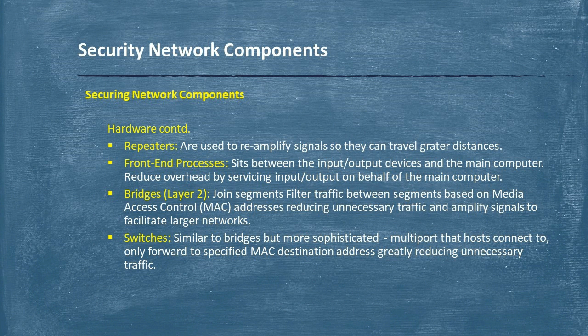Bridges: it's a layer 2 device. We saw the OSI layers. In that, layer 2, these bridges come under layer 2. They join segments, filter traffic between segments based on media access control, MAC address, reducing unnecessary traffic and amplifying signals to facilitate larger networks. Switches are similar to bridges but more sophisticated, multi-port devices that hosts connect to. They only forward to the specified MAC destination, greatly reducing the unnecessary traffic.